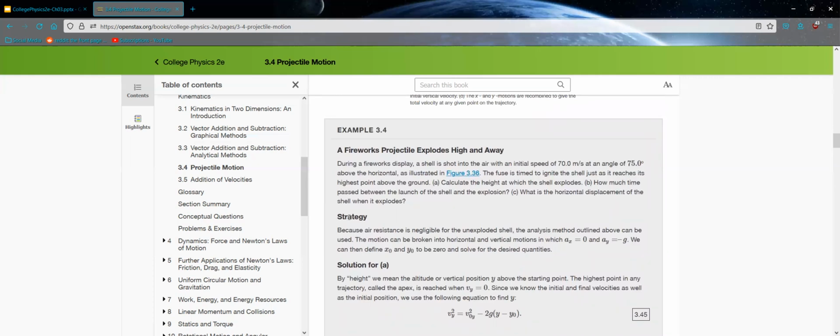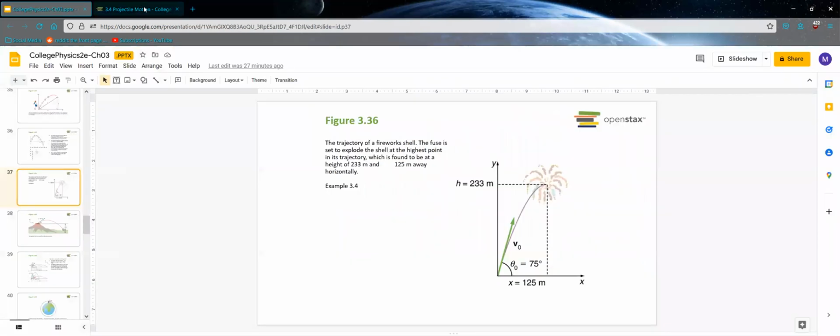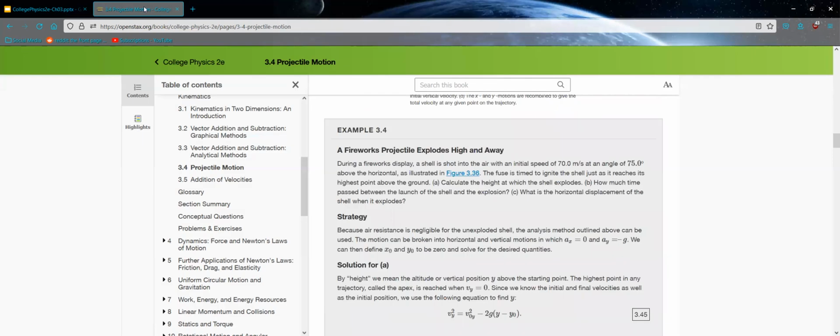A fireworks projectile explodes high and away. During a fireworks display, a shell is shot into the air with an initial speed of 70 meters per second, at an angle of 75 degrees above the horizontal, as illustrated here. Cool. Again, I'm going to stress this. Write things down as you're trying to solve them. If you're not writing stuff down, you get lost. You probably should have written stuff down. The fuse is timed to ignite the shell just as it reaches the highest point above the ground.